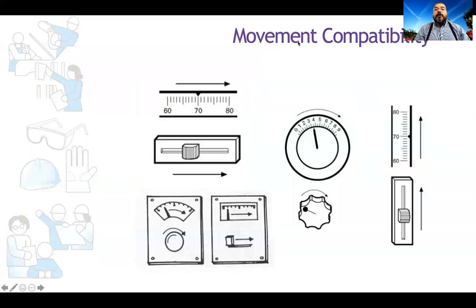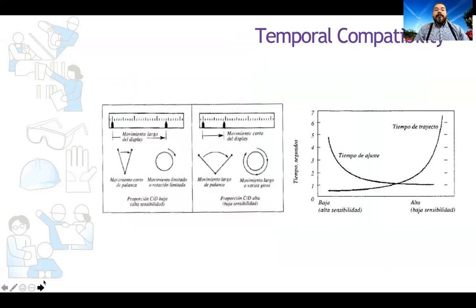There should also be movement compatibility. So when you move your control to the left, the display moves to the left. If you move it to the right, the display moves to the right. Temporal compatibility means that the time it takes you to move the control should be the same as the movement in the display. You are seeing that as you are moving your control, the display is moving also.